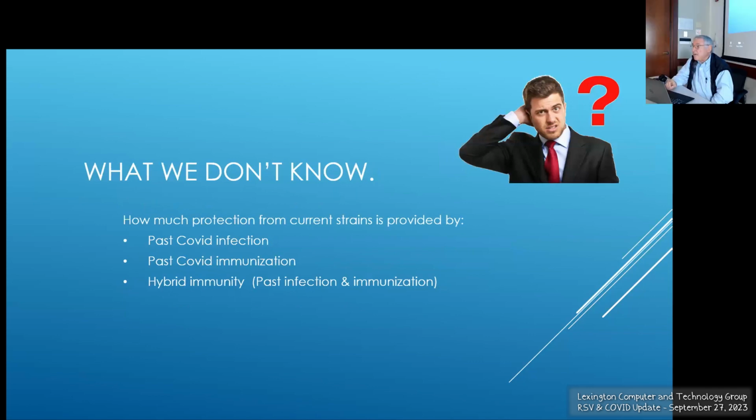Now we've talked about what we know, and now we're going to talk about what we don't know. How much protection from current strains is provided by past COVID infection, category 1, past COVID immunization, category 2, and hybrid immunity, which I have, meaning past infection and immunization? Now, those seem like fairly simple questions. Okay, you're going into a morass of data now.